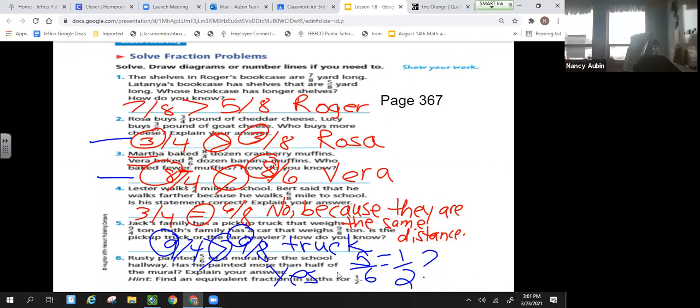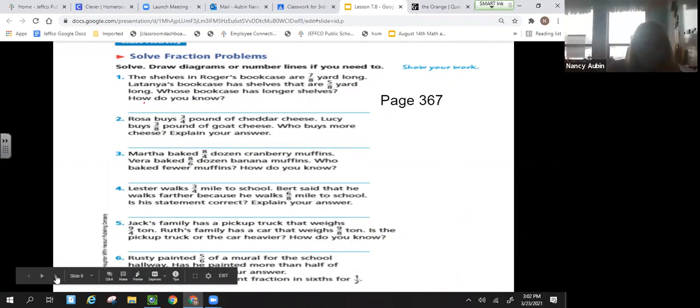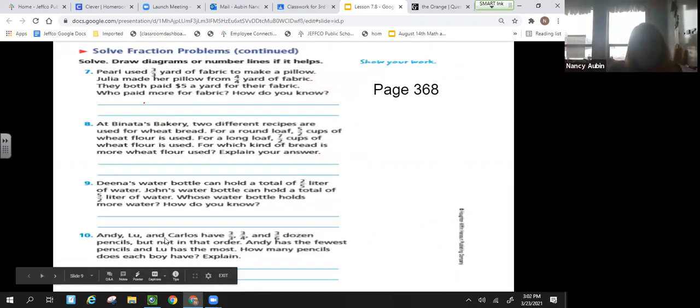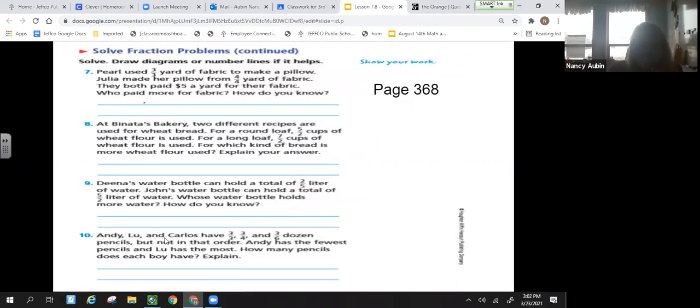All right, the next page, 368, is just like what we've done. You are comparing fractions. You're using everything you learned, like Sawyer said. We've been talking about all of this. Now you're going to apply it into real life situations. These are all examples of how you would use fractions in real life. You have page 368. It's the same idea we just did.